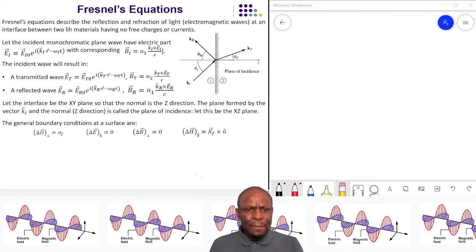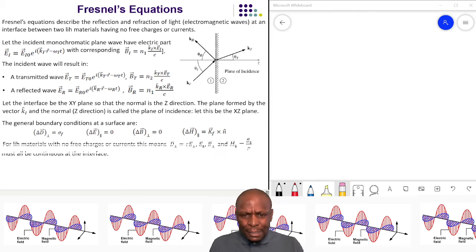Now the boundary condition at that surface is that the change in D is nothing else but just the free surface charge density. The change in E parallel is equal to zero, and the change in B perpendicular is equal to zero, and the change in H parallel is given by K_f cross N, the unit vector N. I will explain this parallel and perpendicular in a while.